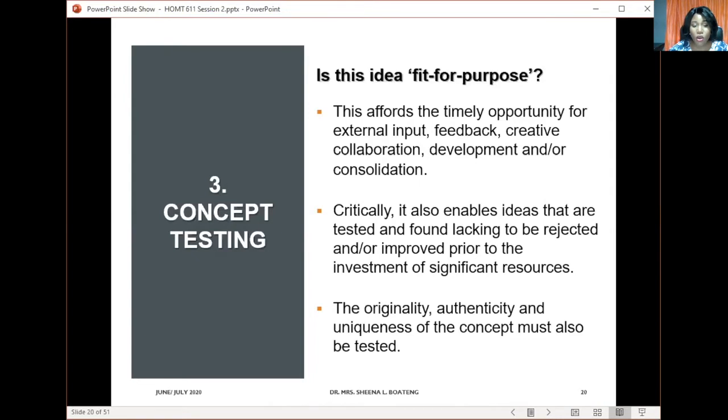So critically, the concept testing enables ideas that are tested and found lacking to be rejected. Because in the creative collaboration, it may emerge that, yes, what you are thinking is actually so. This idea that you are coming up with is not actually good enough to proceed with. However, it may be that the idea is good, but it's not so good yet. It may need a few improvements.